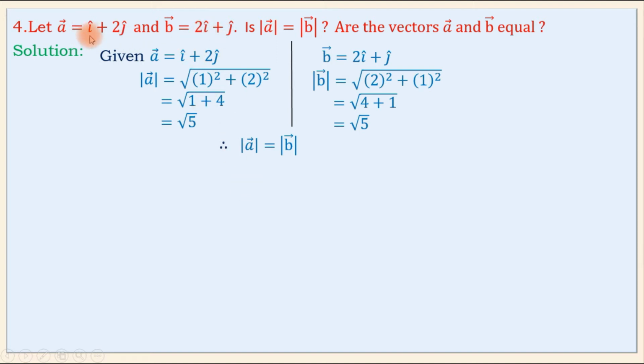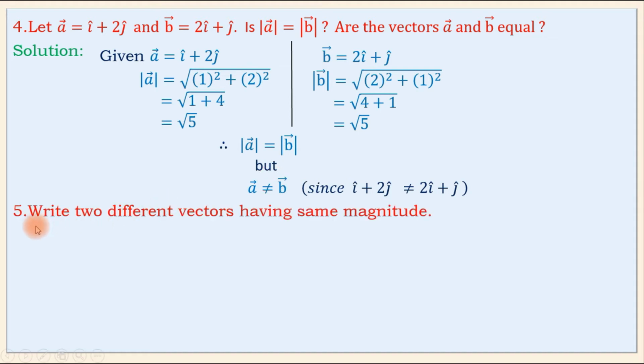Hence, the corresponding components are different here. So, components of i cap are not equal and components of j cap are not equal. Since the corresponding components of A vector and B vector are not equal, hence these two vectors are not equal.